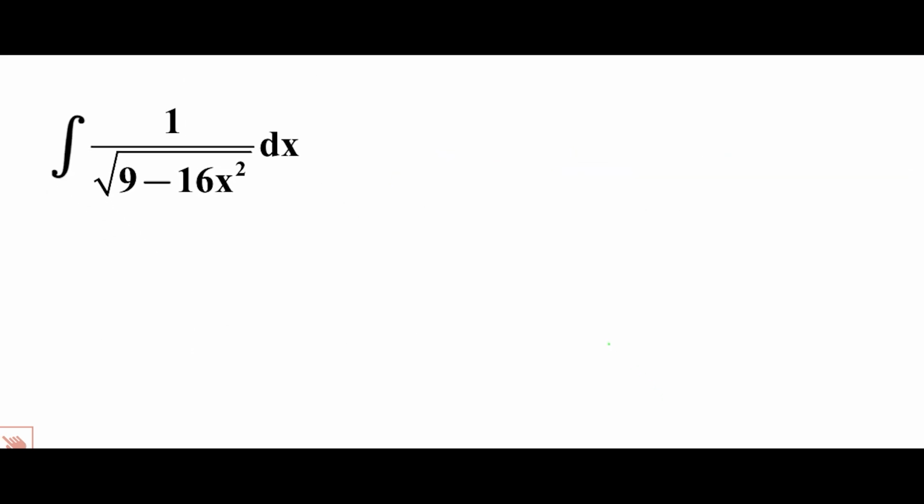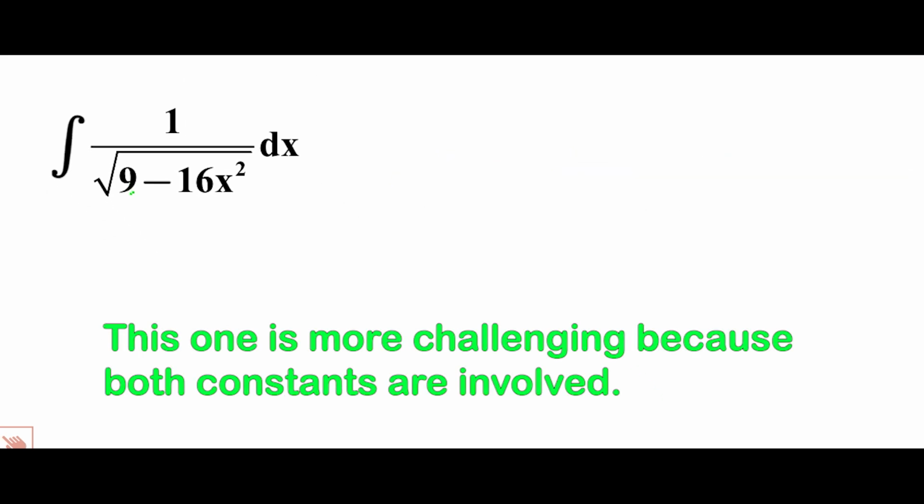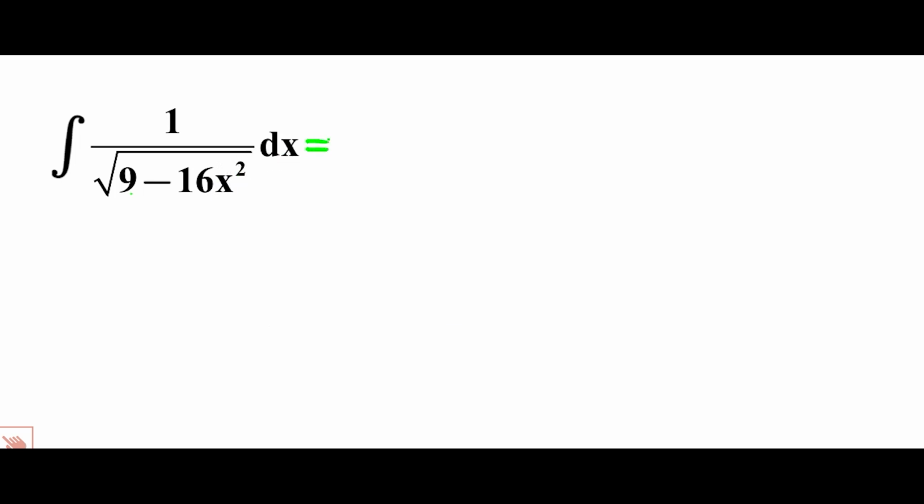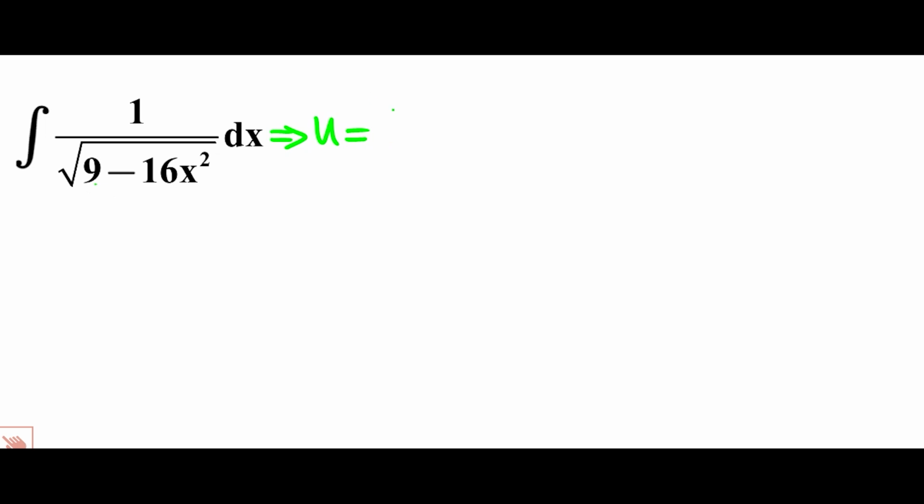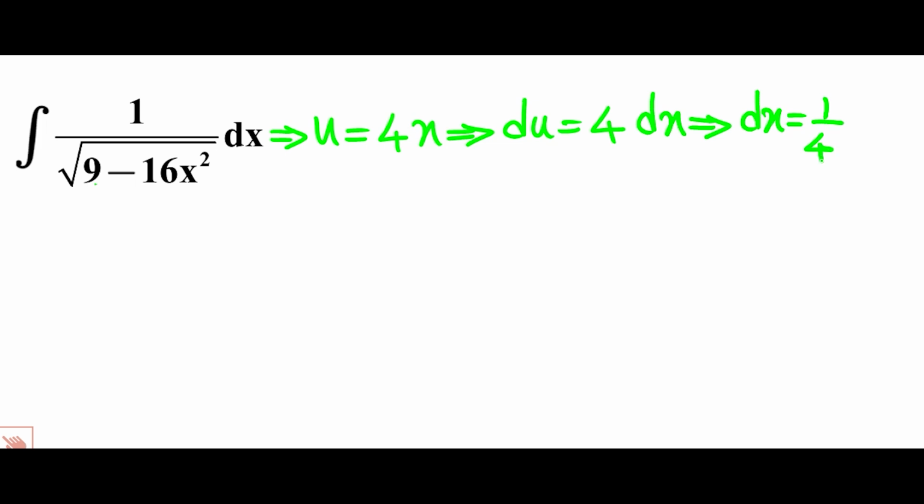Number 3, the integral of 1 over the square root of 9 minus 16x squared dx. So let u equal 4x. So du equals 4 dx, or dx equals 1 over 4 du. Now substitute into the integral.